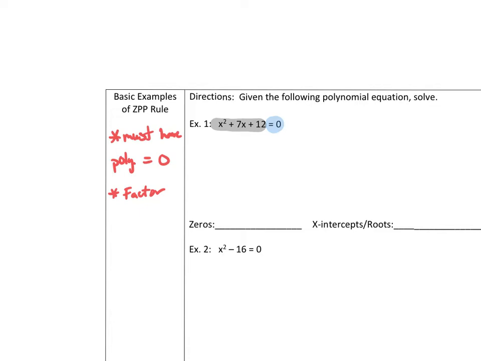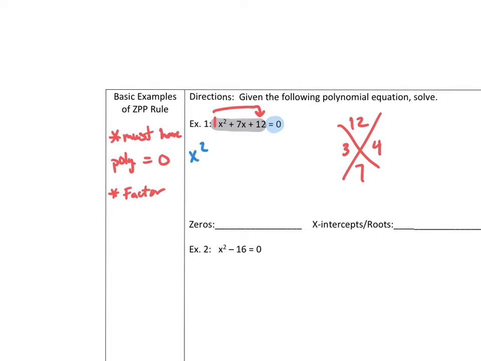It doesn't have a GCF. So since this is a trinomial, I'm going to take first times last. What numbers multiply to give me 12 but add to give me 7? Those values would obviously be 3 and 4. From there, we'll just continue to set up.